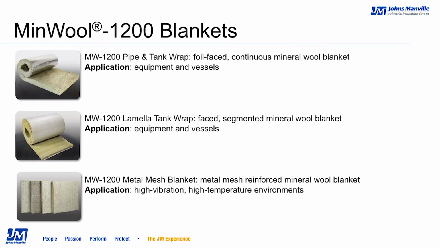For blankets, we have three types. The first is pipe and tank wrap. This product is foil-faced and acts as a continuous layer of insulation around equipment and vessels. The next one is the lamella tank wrap. It's made from segments of mineral wool and is held in place by a facing. This product can also be used on equipment and vessels. The last is a metal mesh blanket. This product is a mineral wool blanket that is reinforced with a wide selection of metal meshes. This product is typically used in high vibration and high temperature environments.